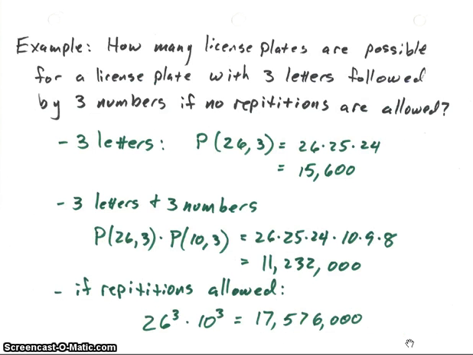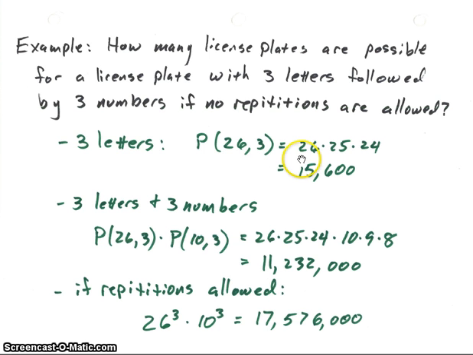Let's look at another example for just permutations. How many license plates are possible for a license plate that has 3 letters followed by 3 numbers, and we don't allow any repetitions? In this case, let's just look at the first 3 letters. Since we're not allowing repetitions, we're choosing 3 letters from all the possible letters. There are 26 of them in the English alphabet, and we're choosing 3 of them to make up that part of the license plate.